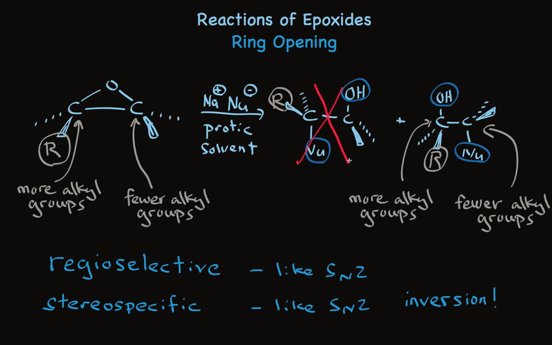To summarize, when we have nucleophiles without acid catalysis, the reaction is regioselective, and the selectivity is like an SN2 reaction. The reaction is stereospecific, with inversion of configuration, just like an SN2 reaction. We'll preferentially form one product with the stereochemistry and the regiochemistry of the product that's shown on the right.